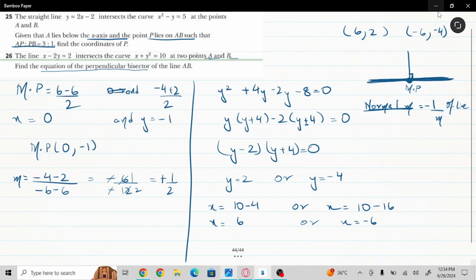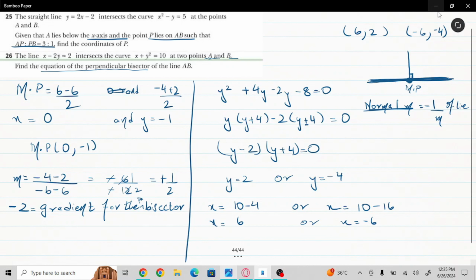I've discussed that the gradient of the normal is minus 1 upon m, the gradient of the line. So we reciprocate this and we get 2, and we turn that positive value into a negative value. Multiplying positive by negative, we get negative 2 as the gradient for the perpendicular bisector.